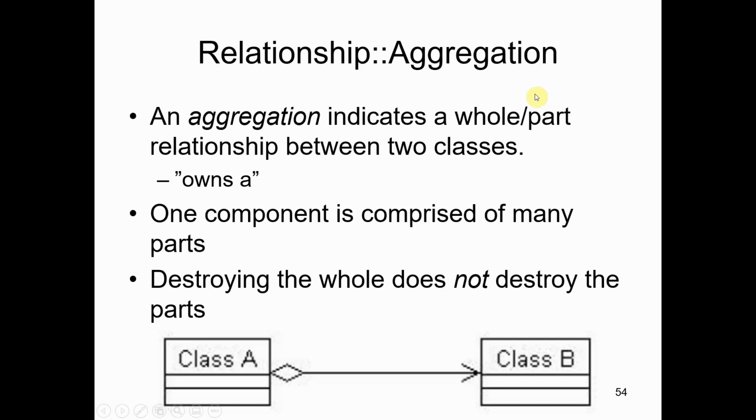Aggregation indicates a whole-part relationship, and one component is comprised of many different parts. And in here, if you destroy this whole class, it will not destroy the part class. So here it shows the class A owns class B. So if you destroy class A here, the class B still exists.